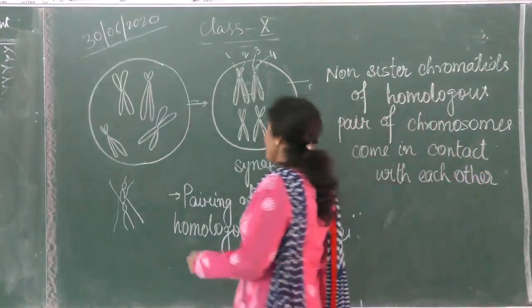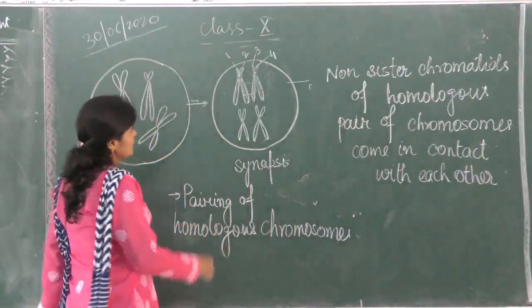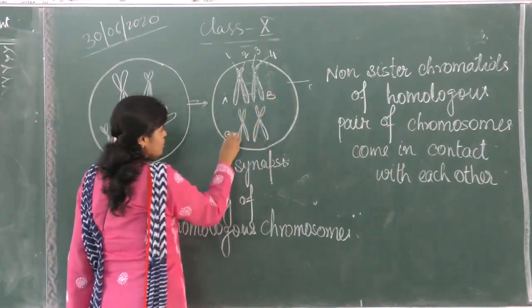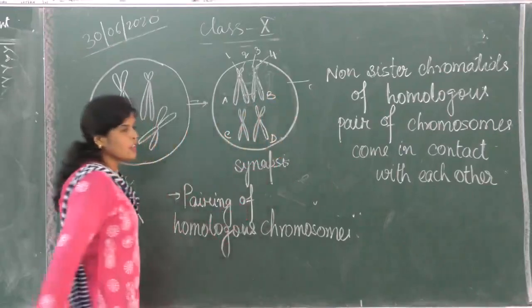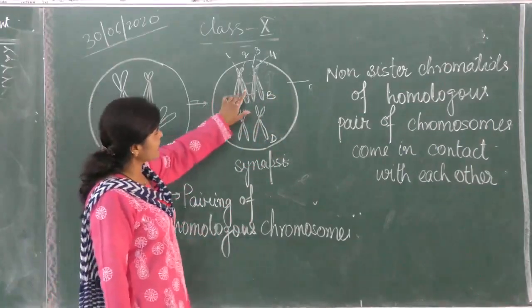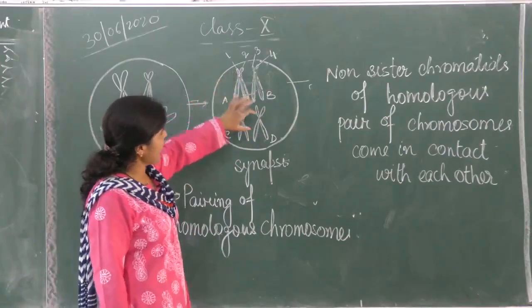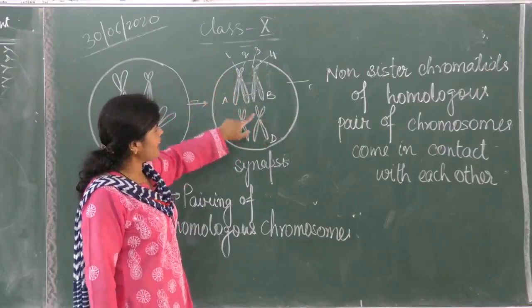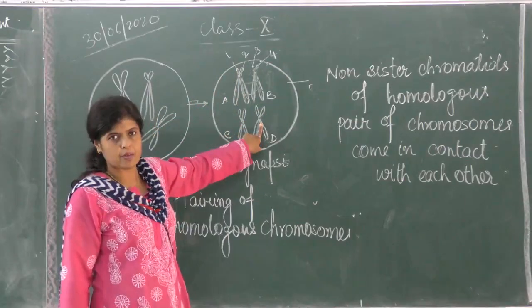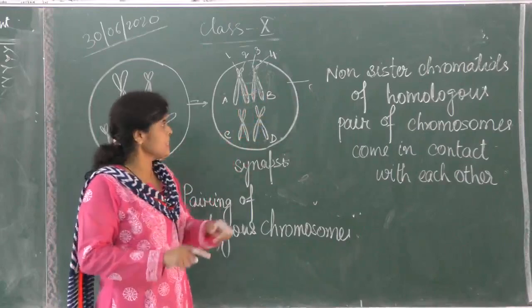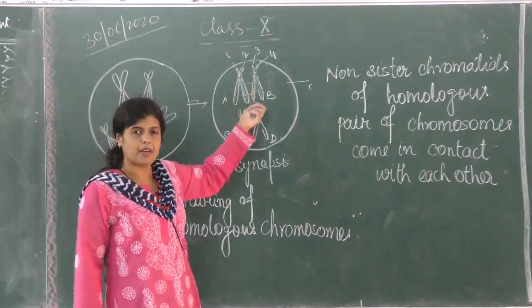Now see what I am saying. This is chromosome A, this is chromosome B, this is chromosome C, chromosome D. You will never find that coming in contact is taking place between A and D. Why? A and D are not a homologous pair of chromosomes. This coming in contact always occurs between the homologous pair of chromosomes.